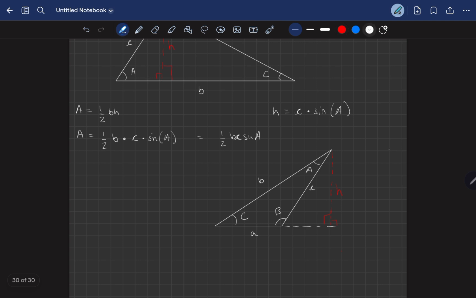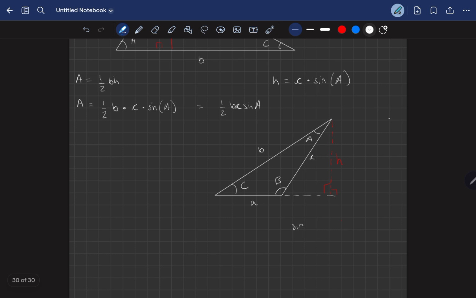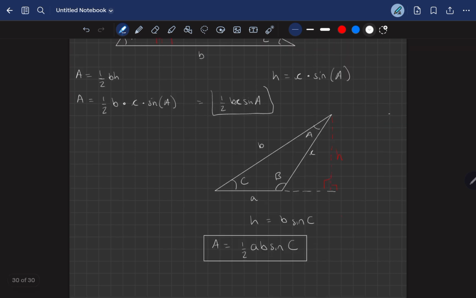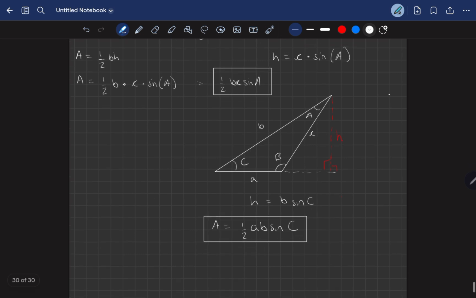Now, how can we represent h in terms of angle ABC or side length abc? We know that h is going to be sine C times the hypotenuse, which is b. So h is equal to b times sine C. Now we can substitute that into the area formula. So area is equal to half base, which is a, times height, which is this, half ab sine C. Now, these two may look different to you, however they get you the same answer.